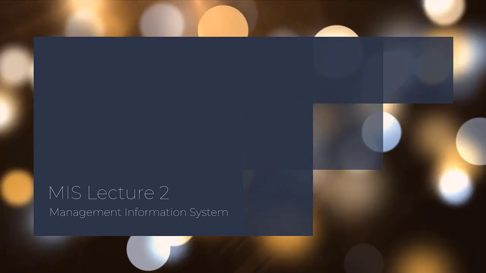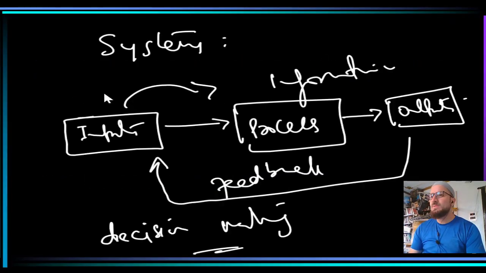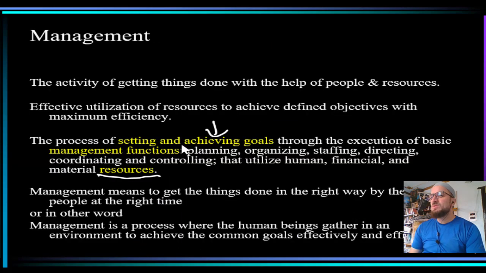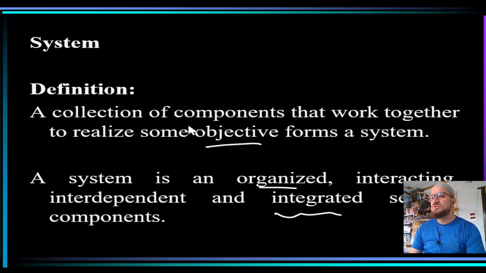Dear students, we talked about the management information system. Why did we say there are three things? This is the management, we have information, and we have the system, right? So we discussed what is management, and overall there's input, process, and output, and there is some feedback. So in a management information system there are three things: management, information, and system.